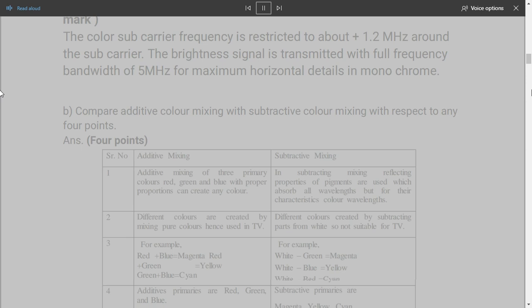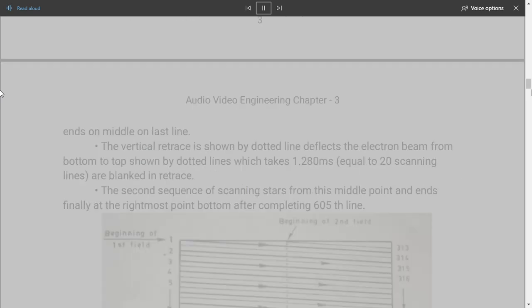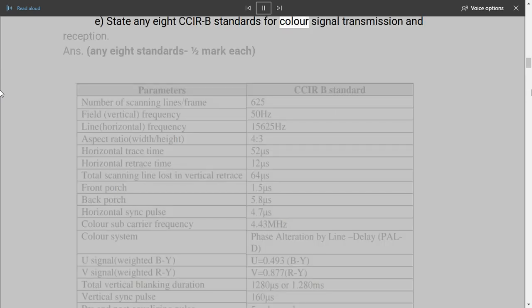Audio Video Engineering Chapter 3. E. State any 8 CCIR-B standards for color signal transmission and reception. ANS, any 8 standards, half mark each.